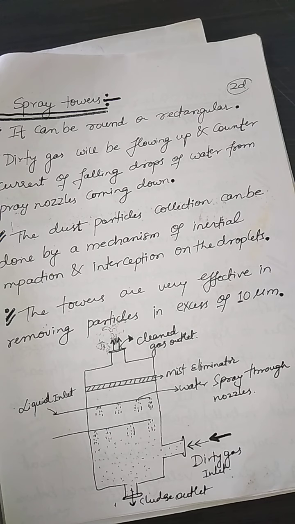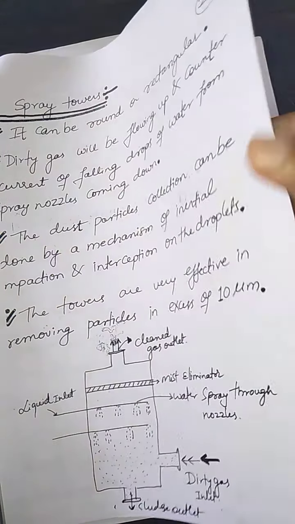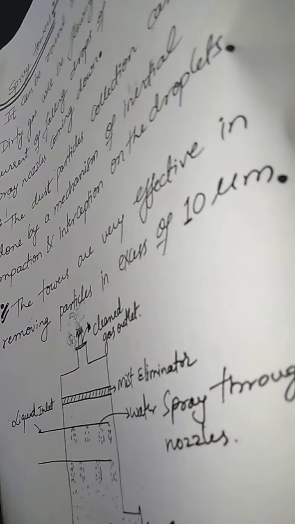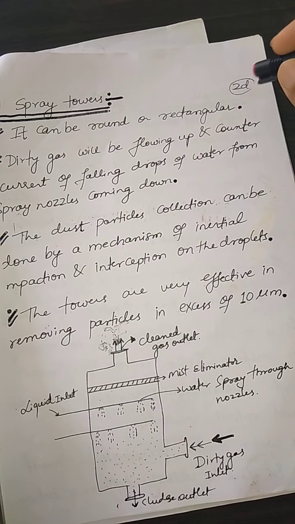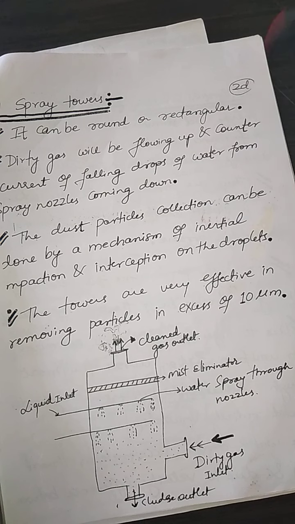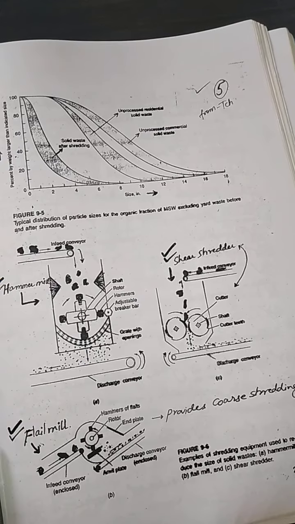In this we have different types, such as the cyclone scrubber, and other kinds of scrubber types. Here in the scrubbers we use water as the medium in order to remove the finer suspended particulate matter which is present in the polluted gas.